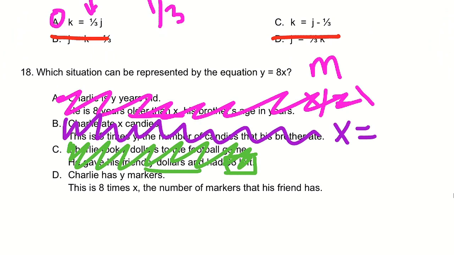Okay, now the next one. Charlie has Y markers. This is 8 times X, the number of markers. Multiplicative. Yep, I think that is going to be our answer.